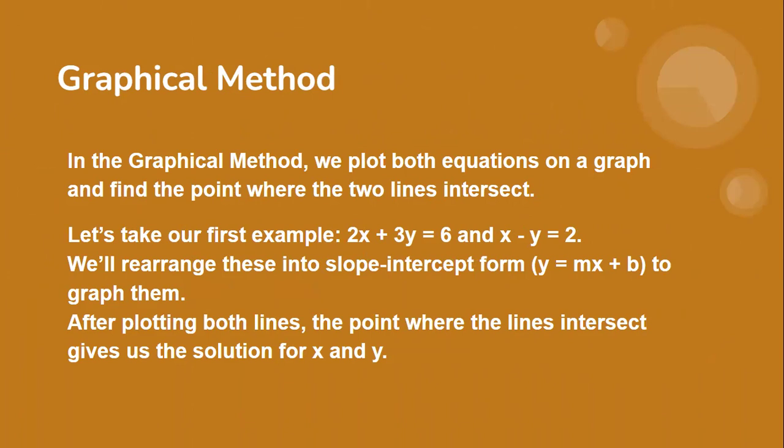So let's take the first example, which is 2x plus 3y is equal to 6 and x minus y is equal to 2. We'll arrange these into slope intercept form, y is equal to mx plus b, to graph them. After plotting the lines, the point where both lines intersect is the solution, or the values that we get for x and y.